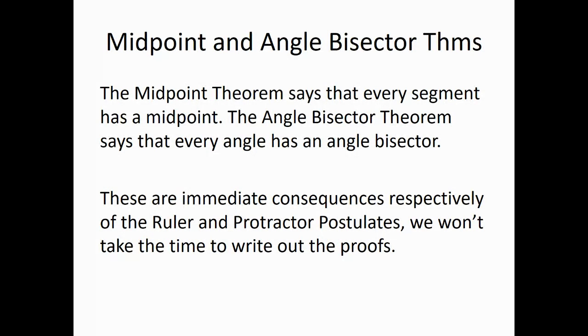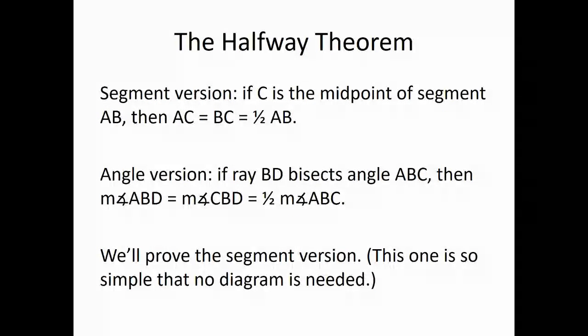The midpoint theorem says that every segment has a midpoint. The angle bisector theorem says that every angle has an angle bisector. This is something that we have talked about before. These are immediate consequences of the ruler and protractor postulates, respectively. And since these proofs can really be done in just one step, we won't take the time to write them out. But do know that this must be true, and so we can use this if we need to at any point along the way: that every segment has a midpoint, and that every angle has a bisector. All right, so let's actually write out some proofs now, or at least discuss how they would be written out.